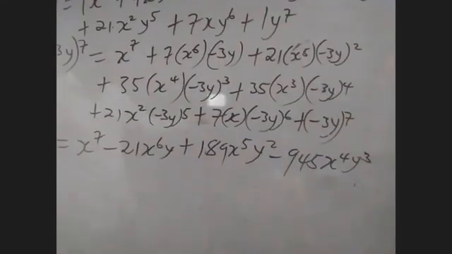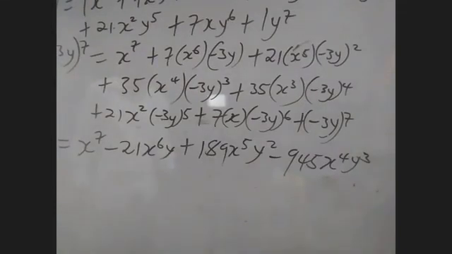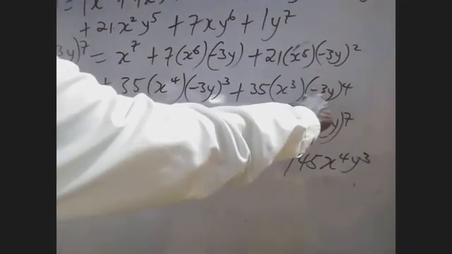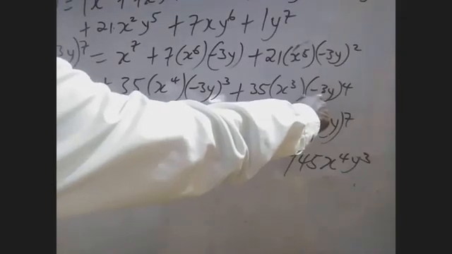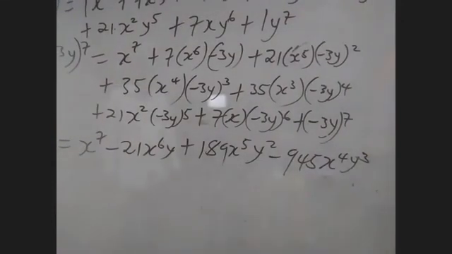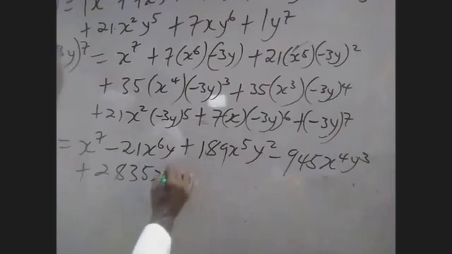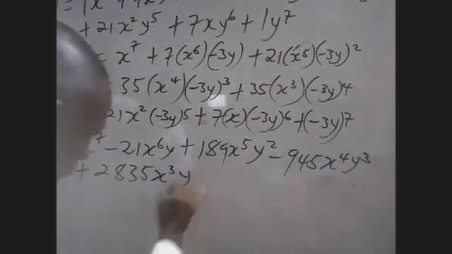Then the next one is also 35. Here is plus 81, because minus 3 times minus 3 times minus 3 times minus 3 will give you plus 81. So plus 81 times 35 will give you plus 2835. The power of s here is 3, while the power of y there is 4.